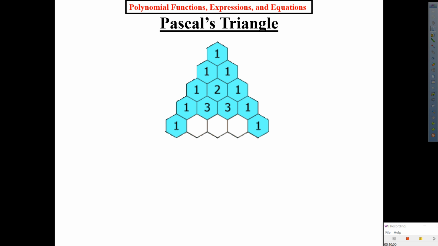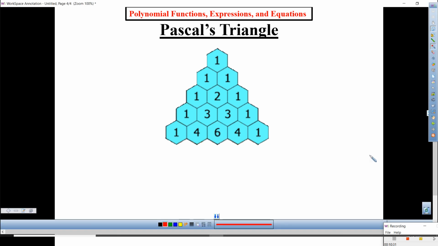Here it goes again. And one more time. All right, share with your neighbor how that pattern works, please. How does that pattern work? All right, I think we got it.